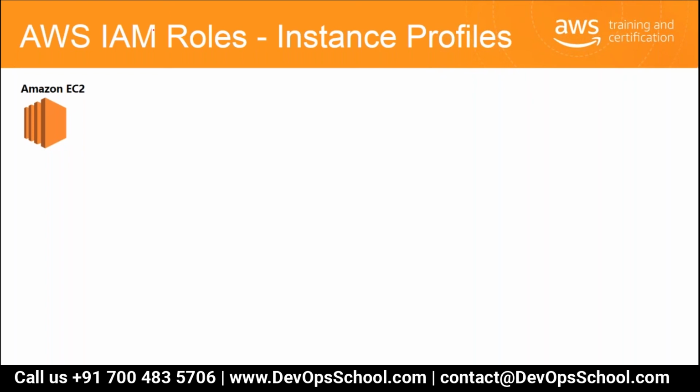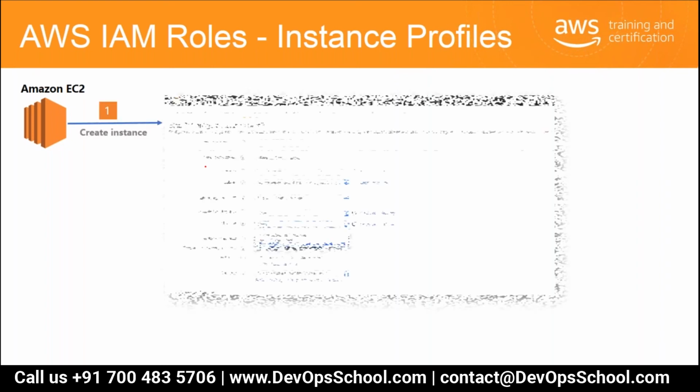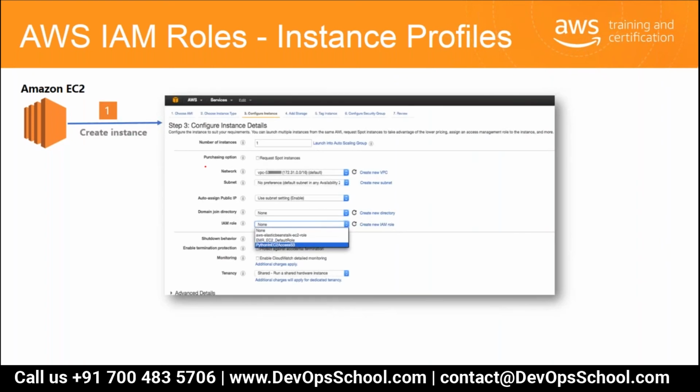IAM roles, instance profiles. An instance profile is a container for an IAM role that you can use to pass role information to an EC2 instance when the instance starts. So you can use these roles from the EC2 instances to provide any programmatic access to things. So let's say you create an instance and you select which IAM role should be given access to this EC2 instance.